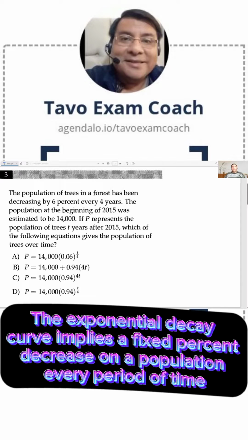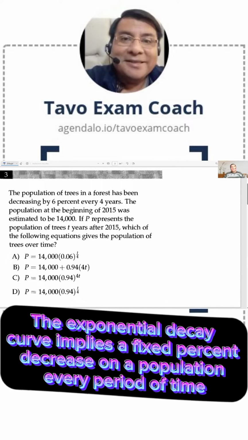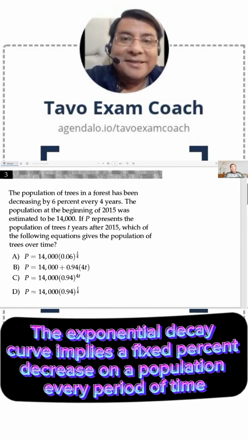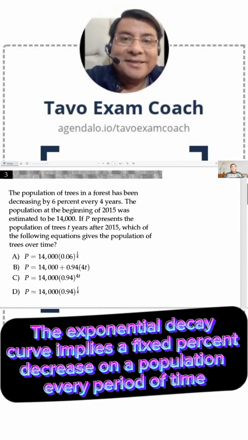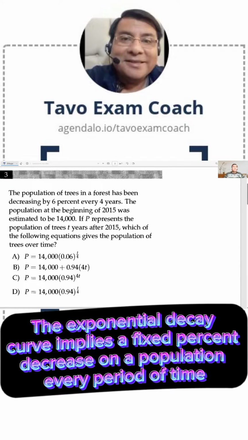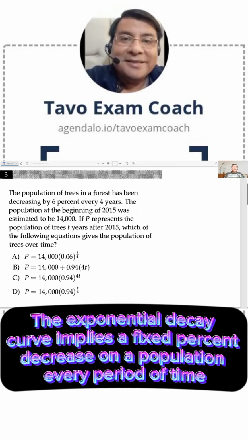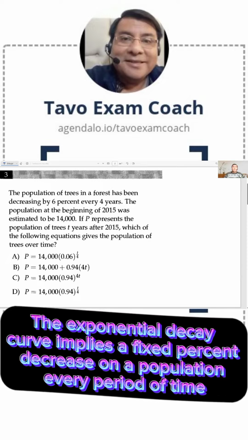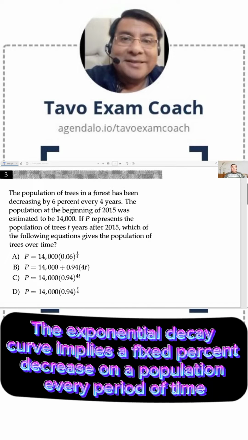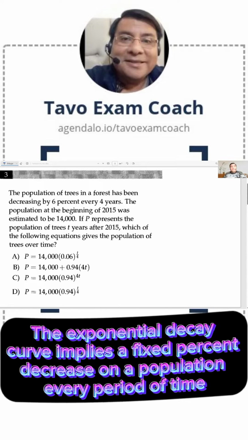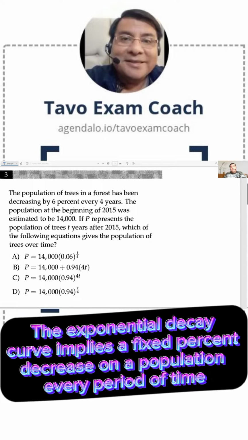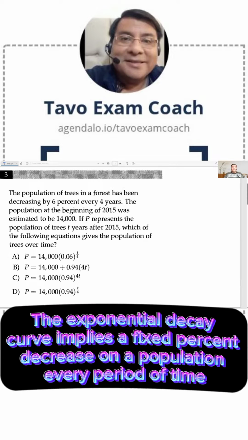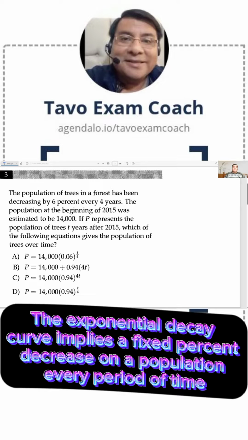Let's see the solution to question number 3. The question says, the population of trees in a forest has been decreasing by 6% every 4 years. The population at the beginning of 2015 was estimated to be 14,000. If P represents the population of trees T years after 2015, which of the following equations gives the population of trees over time?